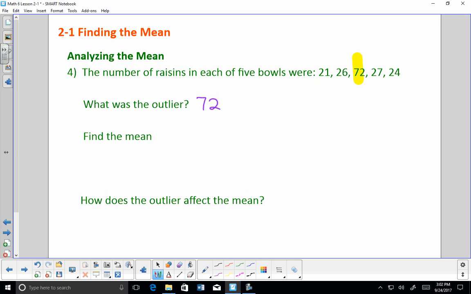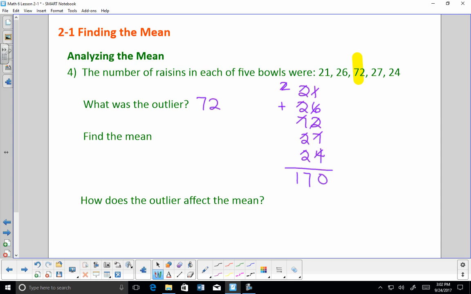So I'm going to take all my numbers and add them up again. 21 plus 26 plus 72 plus 27 plus 24. Here we go. 6 and 4 is 10, 17, 19, 20. Carry my 2. 2, 4, 6, 8, 10 plus 7 is 17. Notice how I don't obliterate my numbers, so if I mess up, I can still read them. So my sum is 170.